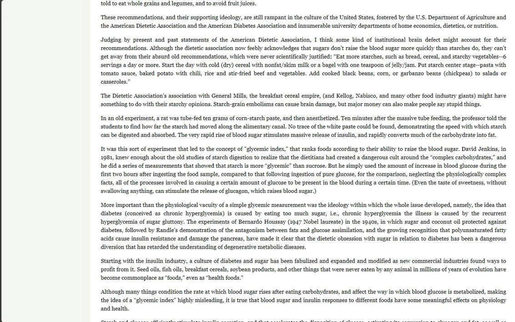And in quotes, we have: Eat more starches, such as bread, cereal, and starchy vegetables. 6 servings a day or more. Start the day with cold, dry cereal and non-fat/skim milk, or a bagel with 1 teaspoon of jelly/jam. Put starch center stage. Pasta with tomato sauce, baked potato with chili, rice and stir-fried beef and vegetables. Add cooked black beans, corn and garbanzo beans, or chickpeas to salads or casseroles. End quote.